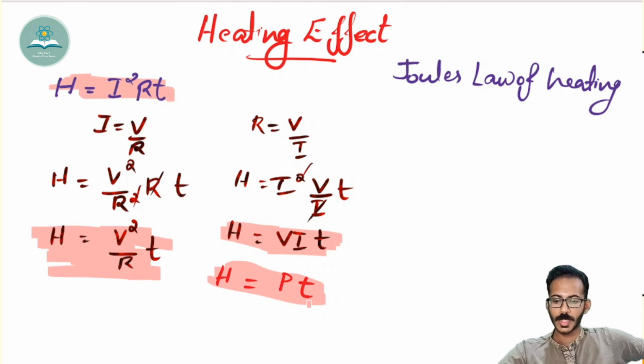Sometimes they'll give you the time and the power, and you will have to find out the heat, so use this equation. Sometimes in the question, the potential difference, the current and the time will be given. So use this equation to find out the heat.